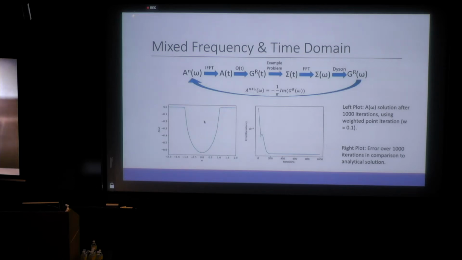Here on the left, we see after 1,000 iterations our numerical solution for the spectral function. And then here on the right, we have the error when we're comparing the analytical solution of the spectral function to our numerical solution. And we see that this error flattens out to 10 to the negative 1, but we're interested in machine precision, which is 10 to the negative 16.